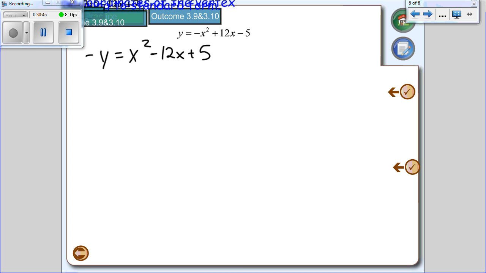Now, it's a standard question. Do we have a perfect square trinomial right now? No. So move the 5 to the other side. We have negative y minus 5 is equal to x squared minus 12x. You're going to have to add your missing c value. Your missing c value is 36, so 12 divided by 2, squared. So it's going to be negative y minus 5 plus 36 equal to x squared minus 12x plus 36.